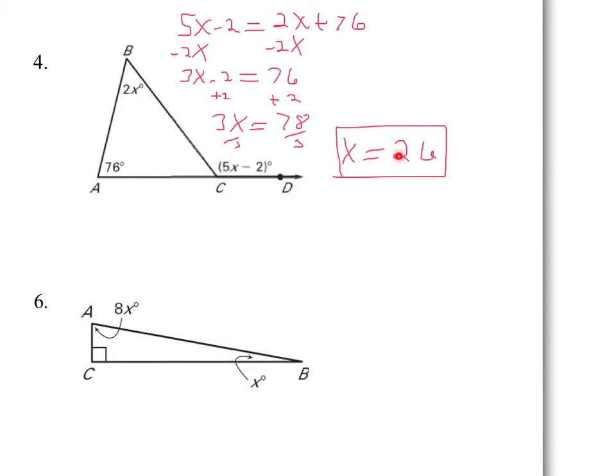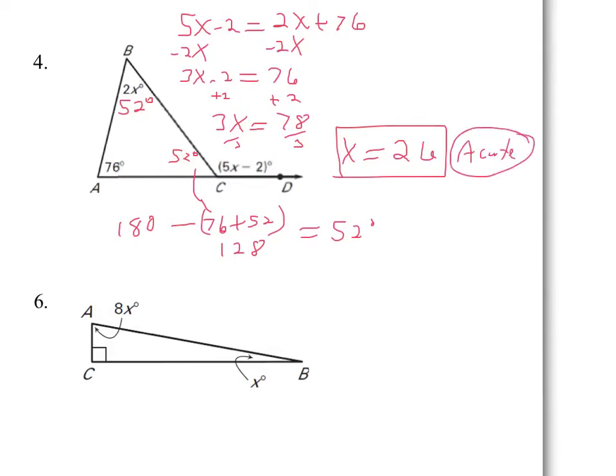If I put 26 back in for angle B, 2 times 26 is 52 degrees. And then I still need to figure out this angle right here. So we know there's 180 degrees total in the triangle. So just like the last one that we did, we're going to add together 76 and 52. But then we're going to subtract that from 180. So 76 plus 52 is 128. 180 minus 128 is 52. So this angle is 52. So all three angles are less than 90. That makes this an acute triangle.